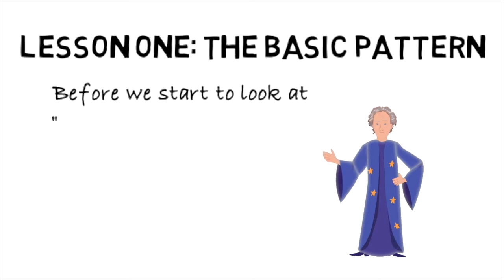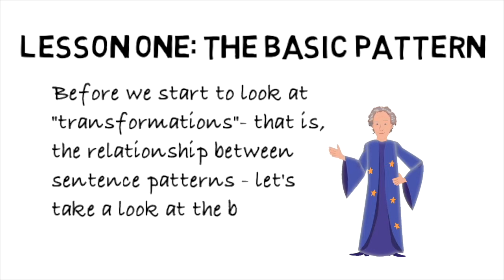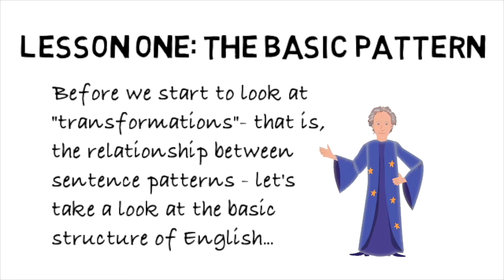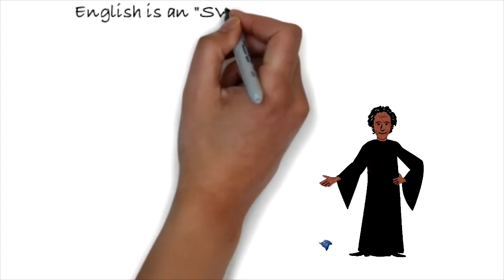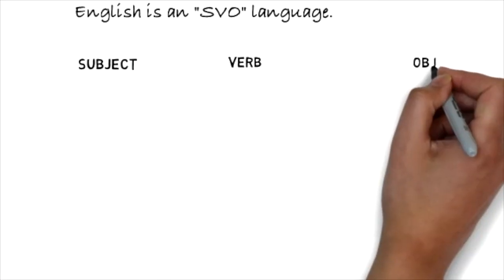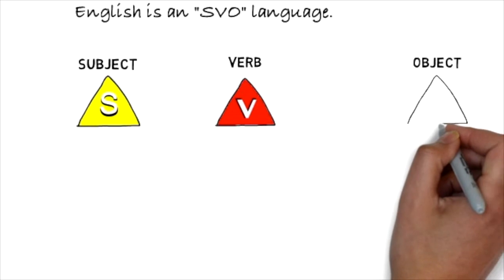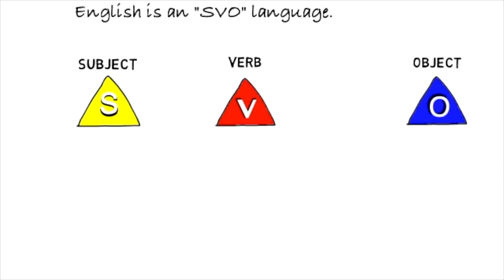Before we start to look at transformations, that is, the relationship between sentence patterns, let's take a look at the basic structure of English. English is basically an SVO language: subject, verb, object. That means the normal sentence structure is that the subject, someone or something that does something, comes first, then comes the verb, that's the action part of the sentence, and after that comes the object, the thing that's acted on.